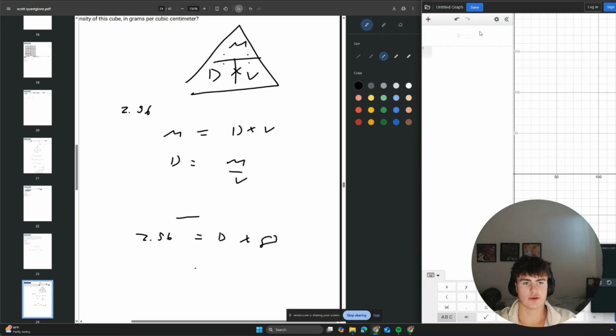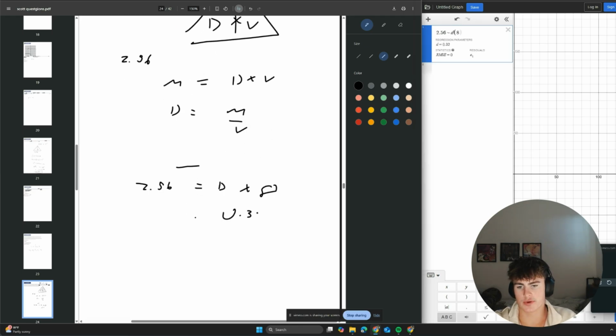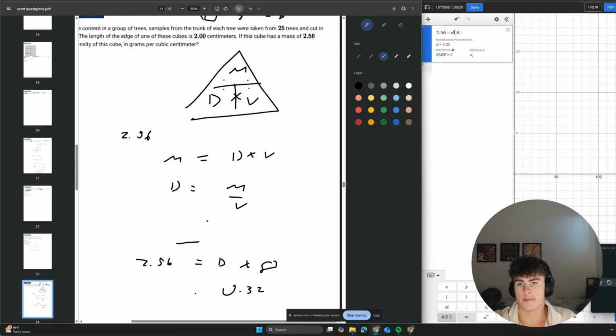Now we use the tilde to do all the work for us. 2.56, tilde, d, 8. D is going to be 0.32. Your density is 0.32, and that's going to be your answer. Let me make sure I did that correctly. Yes, that is correct.